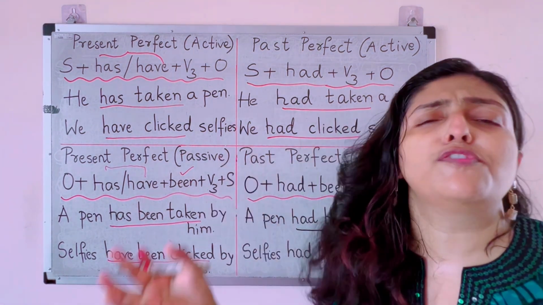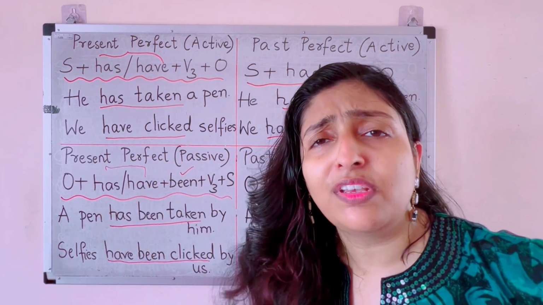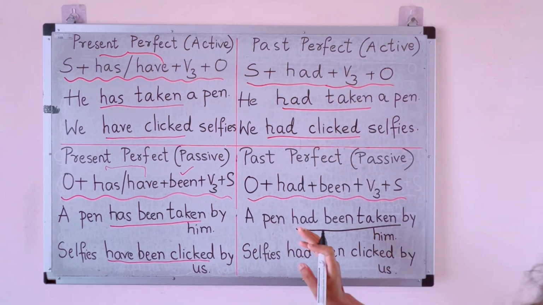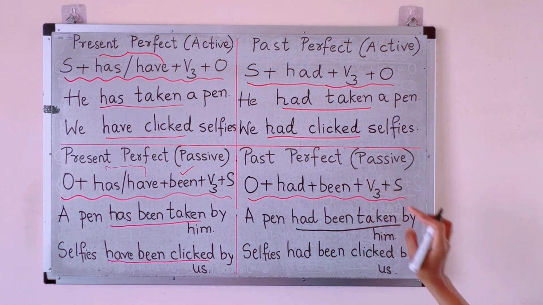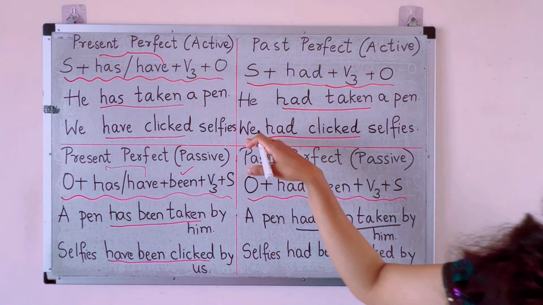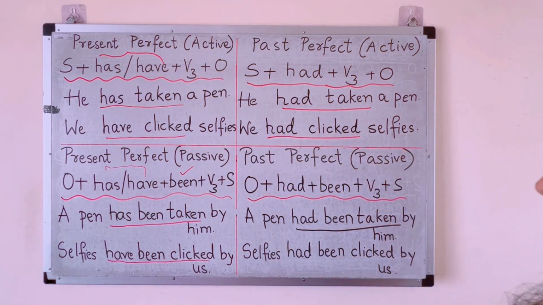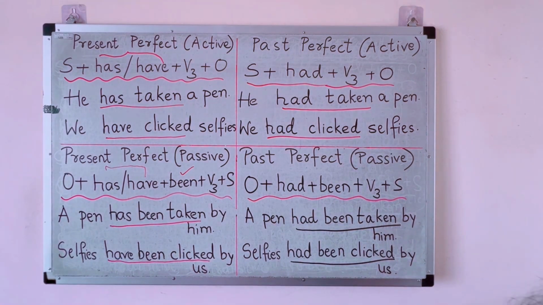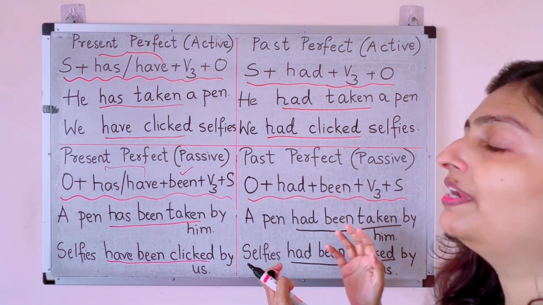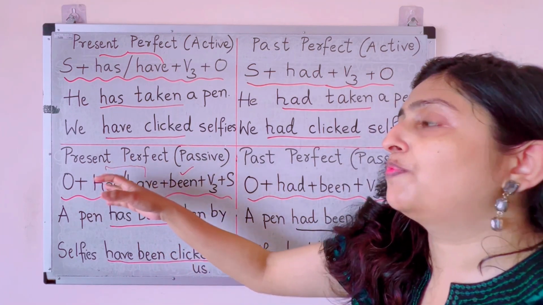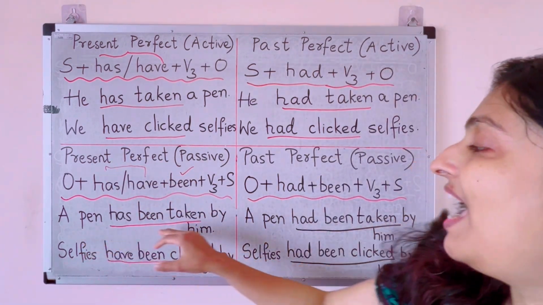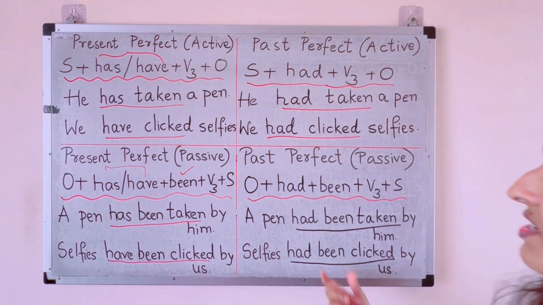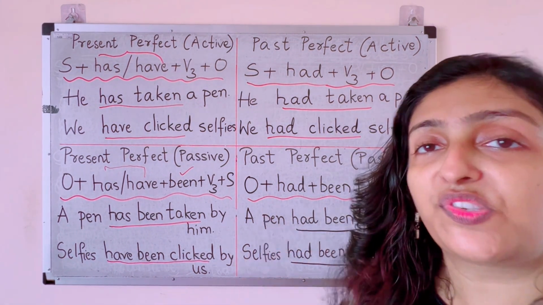So there is no confusion whether to use has or have. Since it is past, you only have to use had. A pen had been taken by him. Again, in the second example, we had clicked selfies. Selfies had been clicked by us. So the past perfect is the simple past of present perfect. A pen has been taken, a pen had been taken. Selfies have been clicked, selfies had been clicked by us.